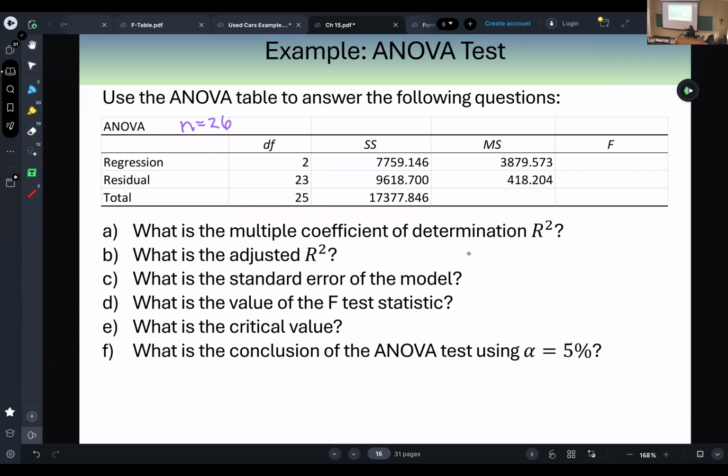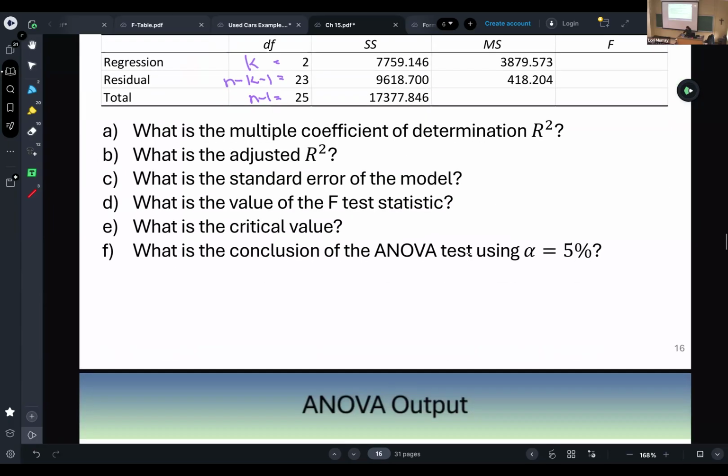For example, here we know n is equal to 26, and the total variation, SSTO, has degrees of freedom 25 because it's n minus 1, right? N minus 1 is here. This is n minus k minus 1, and this is k, right? K is 2. N minus k minus 1 we said was 23, and n minus 1 is 25. So you know how those fit on the table. And we have our variations for the sums of squares, our variation for the residuals, and the MS, the mean squares, and the F. So let's just fill it out.